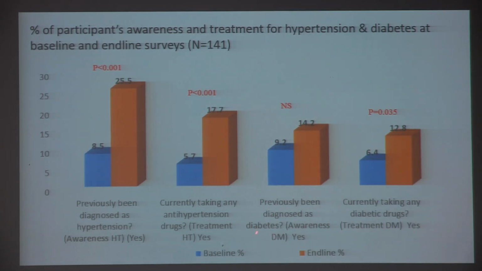This is for diabetes. I know I'm diabetic: only 9.2%. After 6 months, 14.2% said, I know I'm diabetic. But this improvement was not statistically significant. However, the treatment for diabetes, I'm taking medicine for diabetes, was statistically significantly improved.